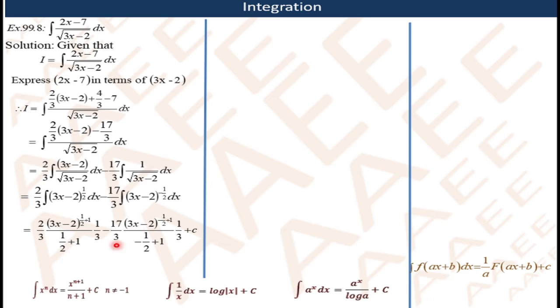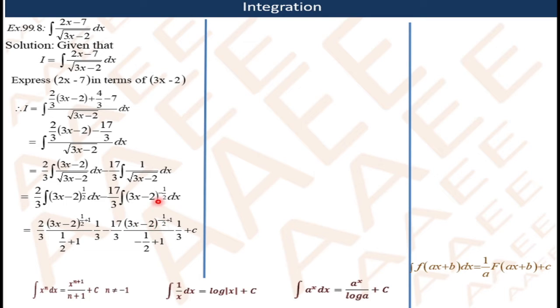And hence, by using the formula integration x raised to n dx, where n is equal to 1 by 2 and here n is minus 1 by 2, the given integration will be 2 by 3 (3x minus 2) raised to 1 by 2 plus 1 upon 1 by 2 plus 1 into, since here it is 3x minus 2, so by using this identity integration f of ax plus b dx is equal to 1 upon a F of ax plus b plus c, it will be 1 by 3 minus 17 by 3.